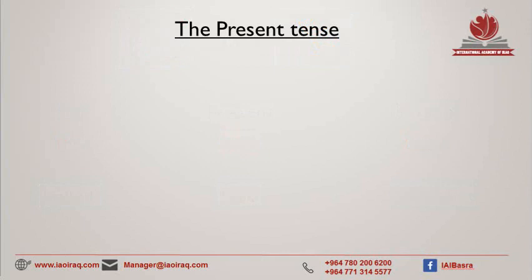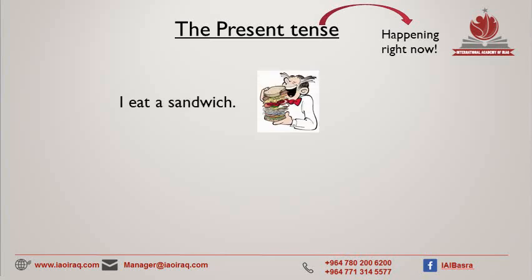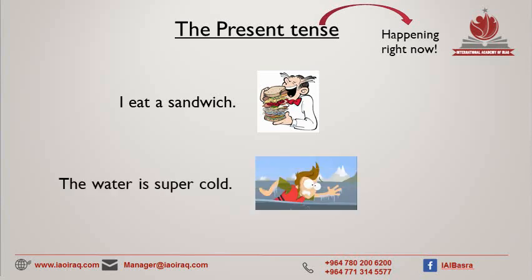But great, guys. Let's quickly look at each tense. So welcome to the present tense. The present tense is how we talk about things that are happening in the present moment. Like, I eat a sandwich. If I say it that way, it means it's happening right now in the present, as opposed to happening later in the future or before now in the past. Another example would be the water is super cold. It's super cold right now.